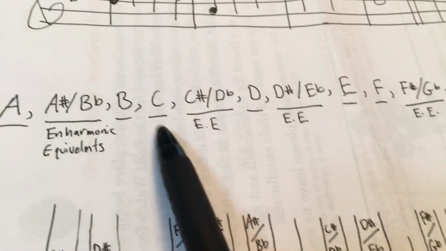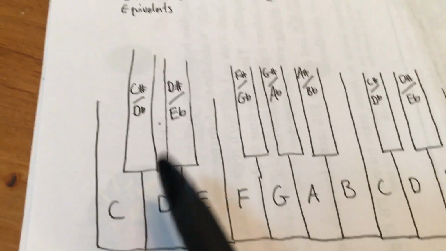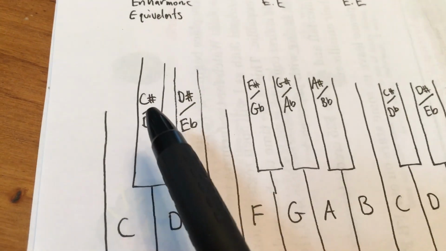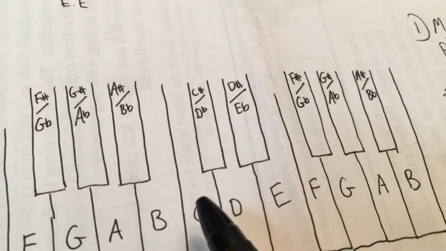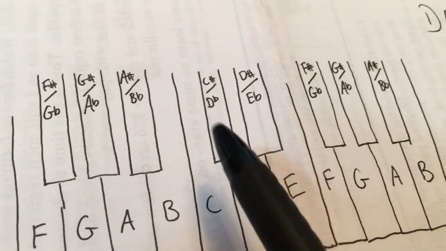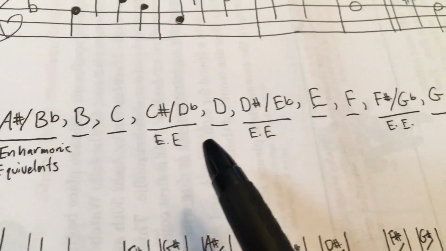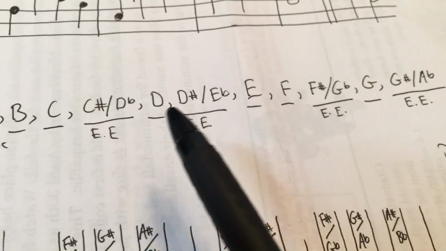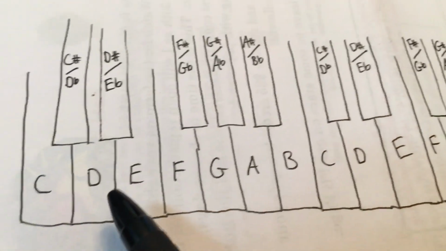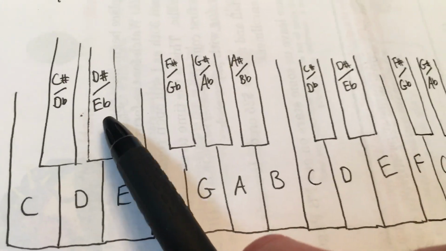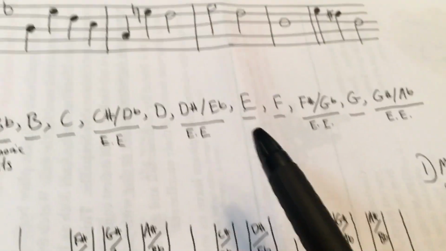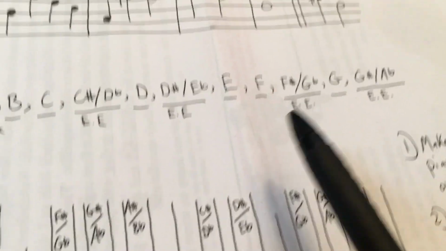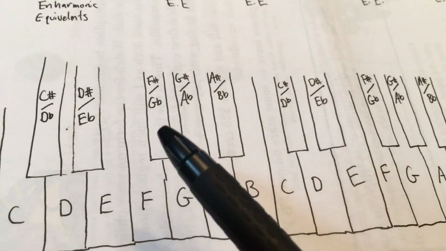Let's do it again between C and D. Here's D. Going up one from C is a C sharp. Going down one from D is a D flat. Going up one from C, C sharp. Going down one from D is a D flat. I can do that all over the place. Here is D and E. Between D and E, again, there's your enharmonic equivalence. F and G, you have F sharp and G flat. Same thing, F sharp, G flat.